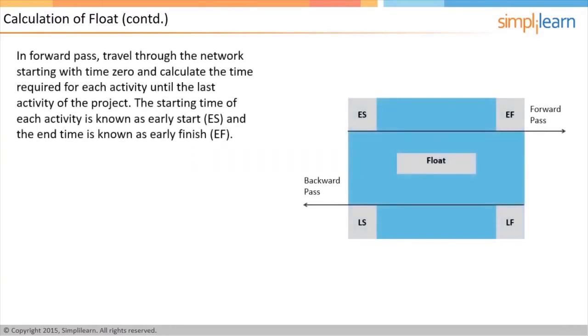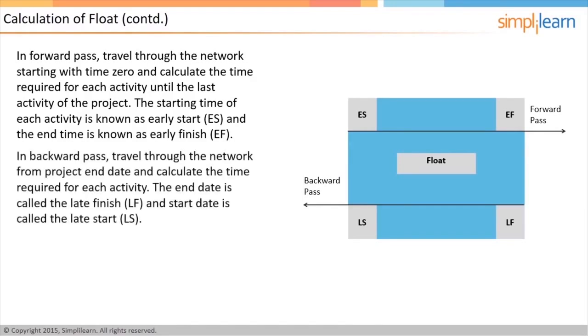In forward pass, you go through the network starting with time 0 and keep calculating the time required to complete each of the activities until you reach the last activity of the project. The starting time for each activity in this approach is called early start, and the end time for each activity is called the early finish. Alternatively, in backward pass, you can travel through the network from the project end date and calculate the time required to complete each activity.